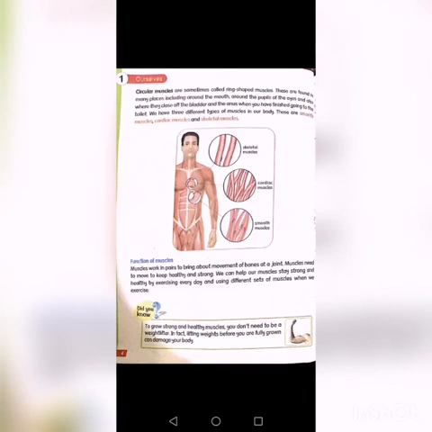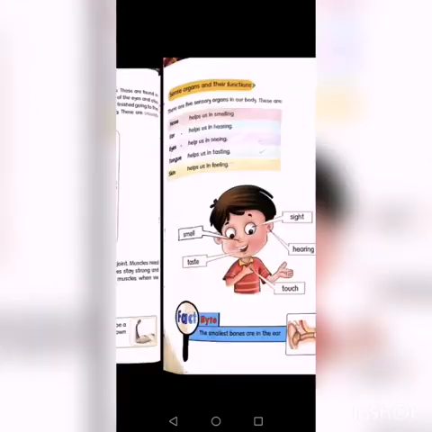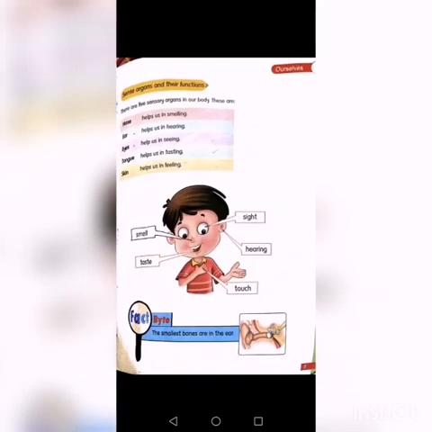Then, function of muscles. How muscles work? So, muscles work in pairs to bring about movement of bones at a joint. Muscles need to move to keep healthy and strong. We can help our muscles stay strong and healthy by exercising every day and using different sets of muscles when we exercise.